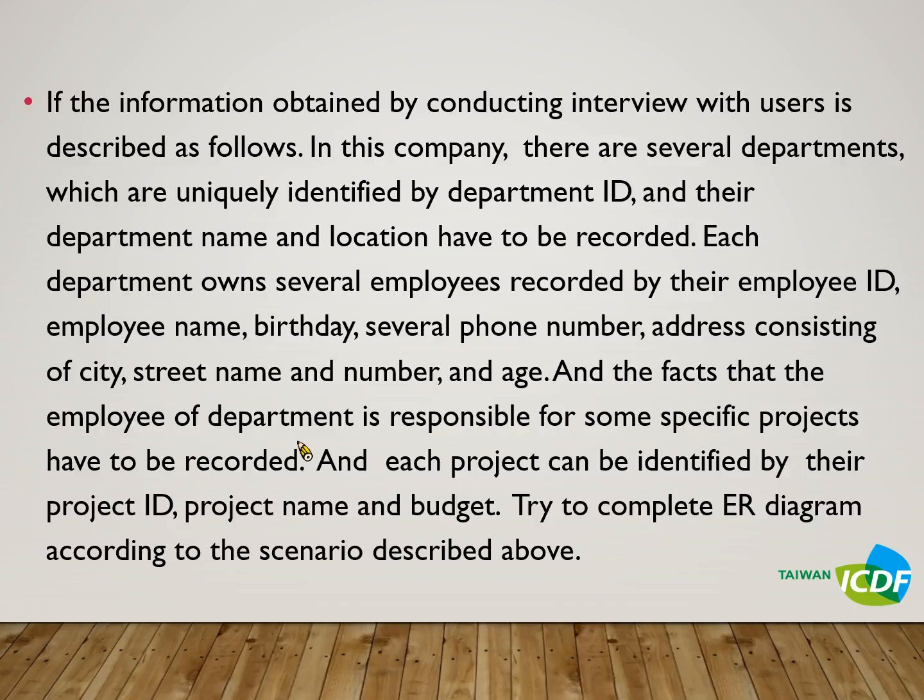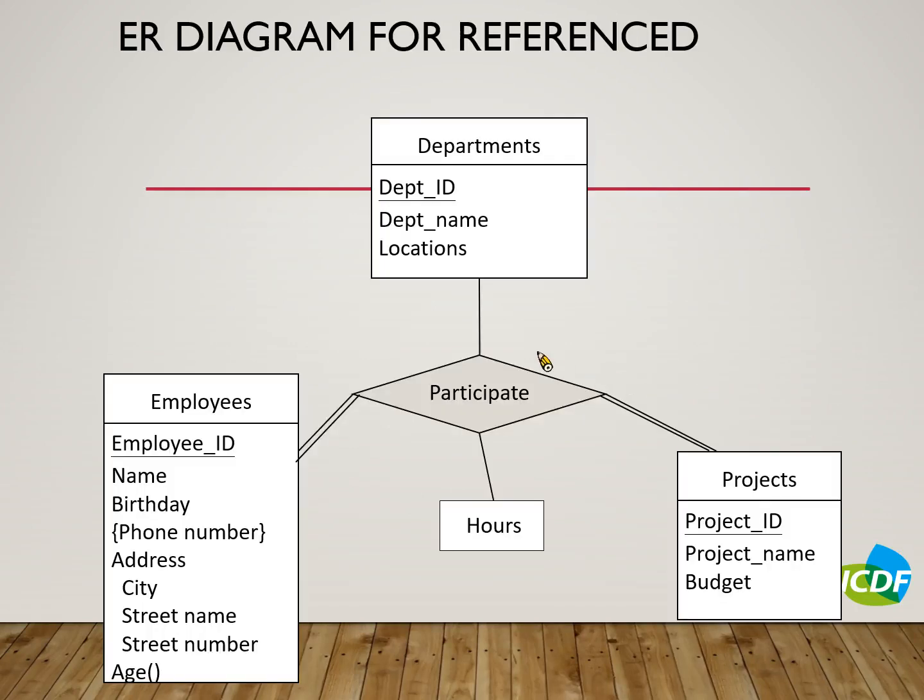The fact that the employees of a department are responsible for some specific projects has to be recorded, and each project can be identified by its project ID, project name, and the budget. In the previous exercise, we have completed the ER diagrams according to this scenario. So now, everyone can try to convert these ER diagrams into relational schema. We will discuss the results 20 minutes later.